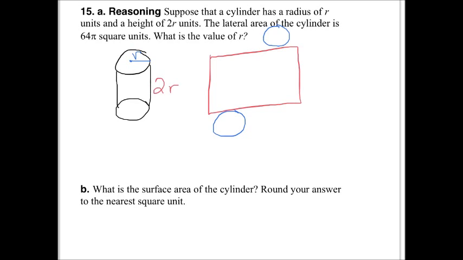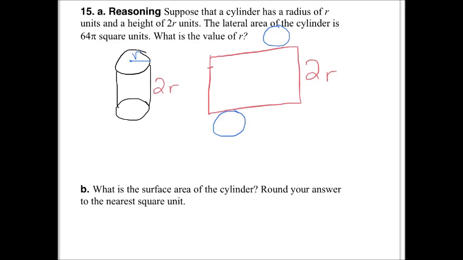Well, this is 2r though. So the height they said was 2r. And they said the radius was r. Okay. Well, how do I find that base again? What's this base right here? This is the one I want to look at. What is that base? Well, think about it. What did we figure that out to be before?